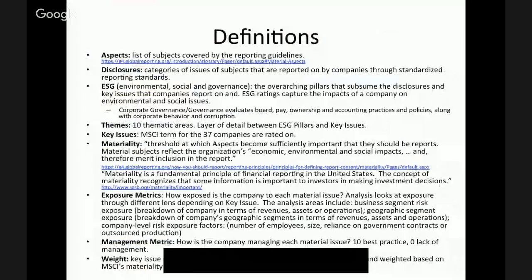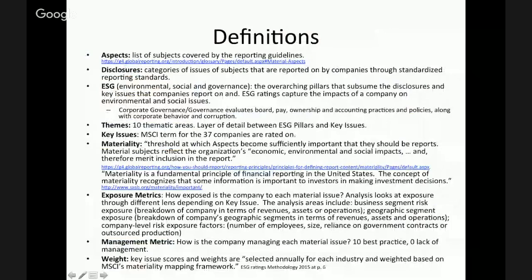All right. So here are definitions. This I just threw in here. This is something that people can go back and look at. When you're looking at data, when you're looking at the MSCI information, going through it, these are some terms to understand and think about, and that come up in some of the ratings.